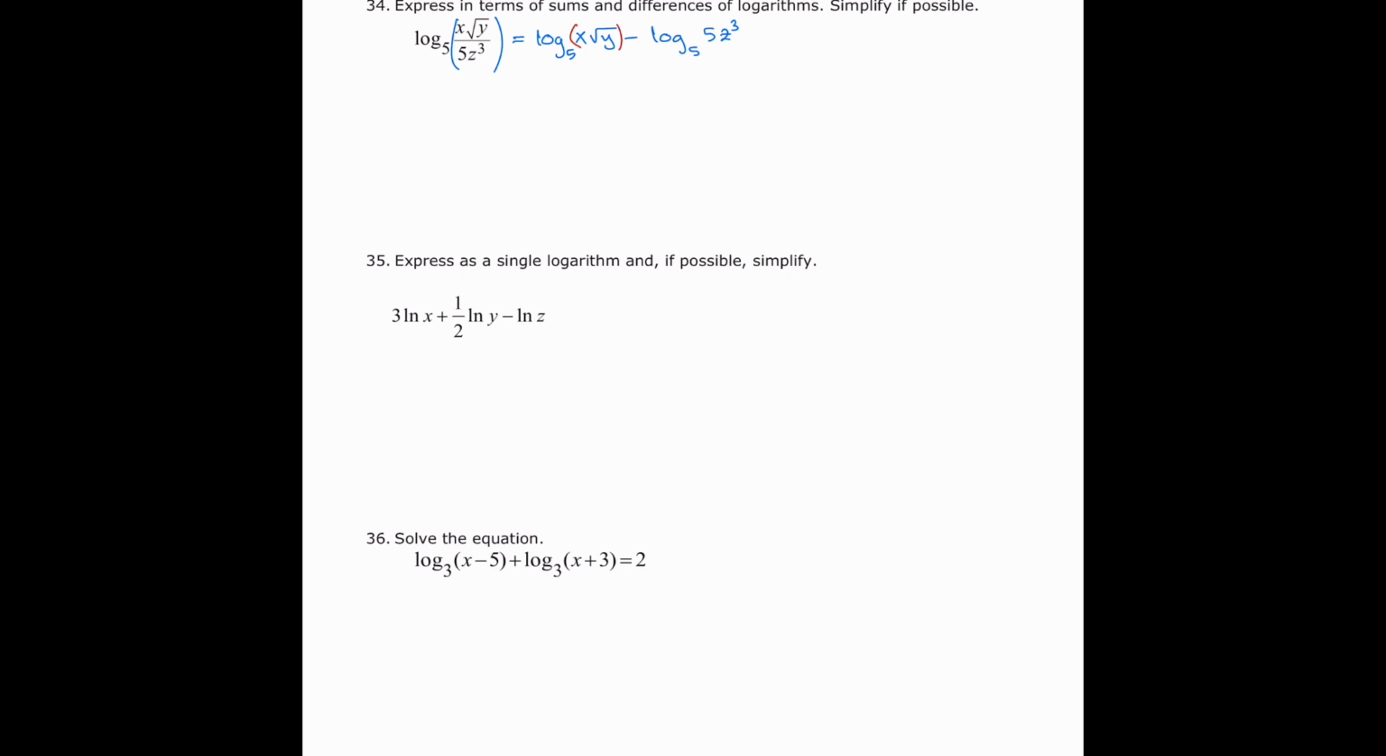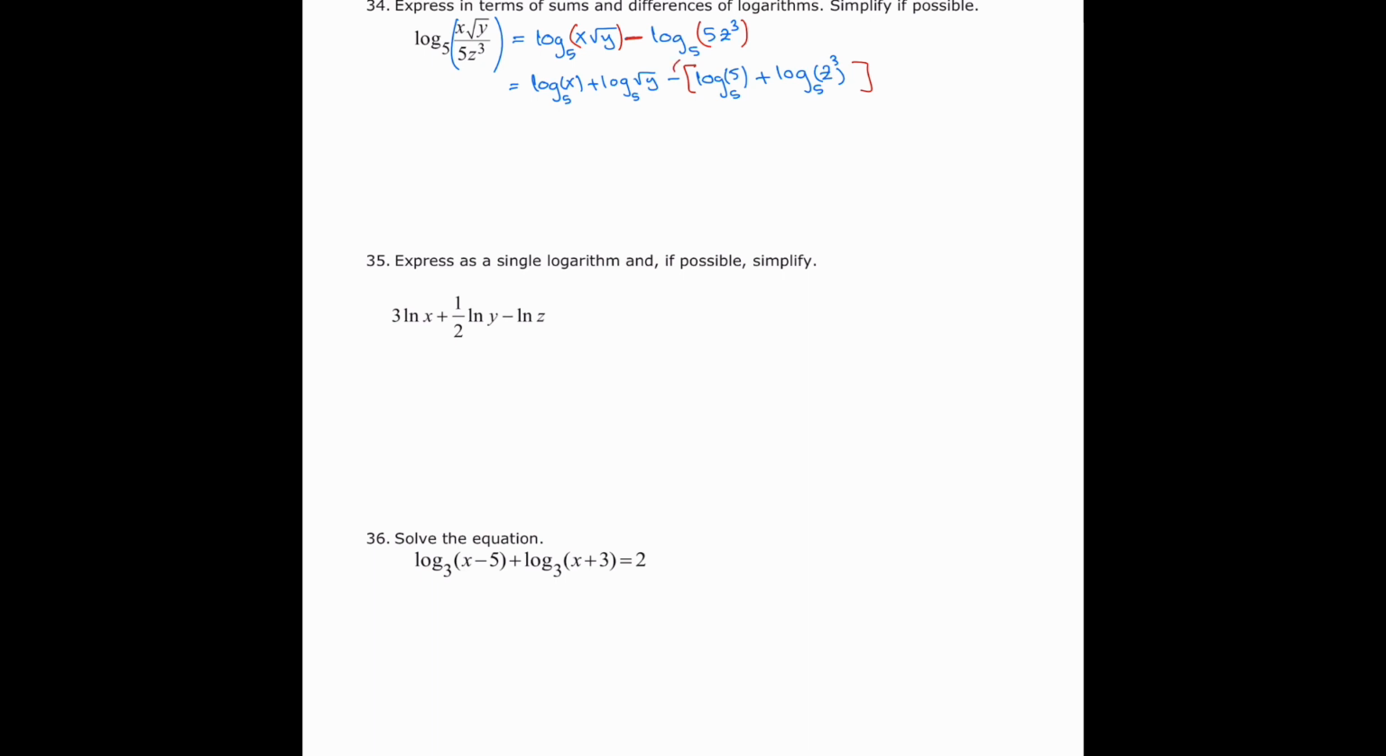Then notice how I have multiplication of arguments, so I can turn each one of these into a sum of logs. It's going to be logarithm base 5 of x plus logarithm base 5 of square root of y minus, and then I'm going to open brackets here because this minus sign is going to affect whatever comes after. It's going to be log base 5 of 5 plus log base 5 of z to the third power.